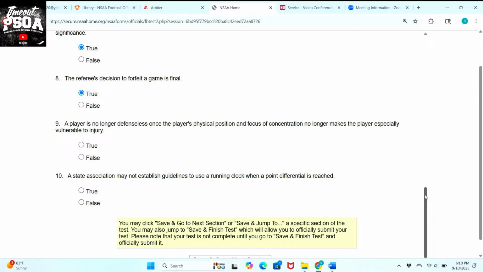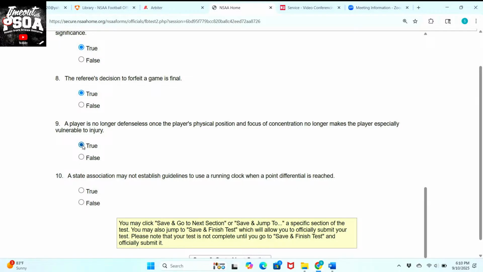A player is no longer defenseless once the player's physical position and focus of concentration no longer makes the player especially vulnerable to injury. Is that true? I have that as true as well. Any disagreements there? All right, so that one was 2-32-16, and then a bunch of categories there.